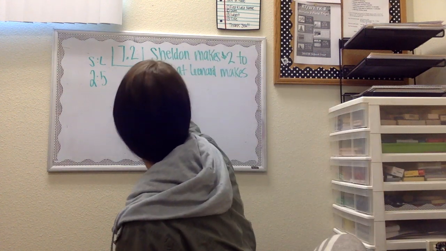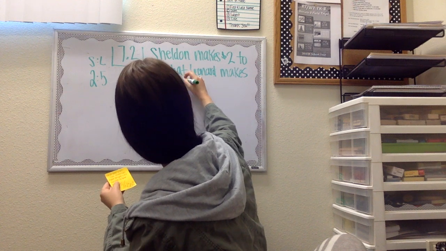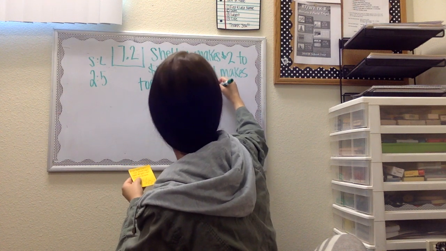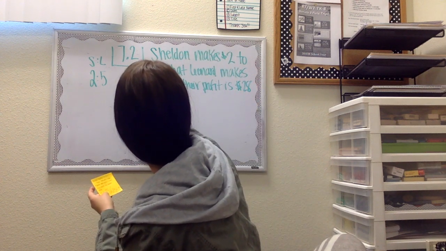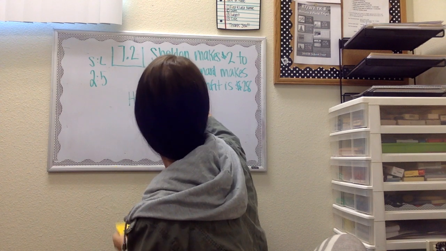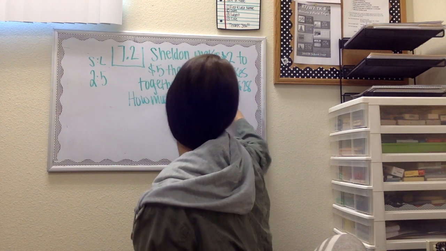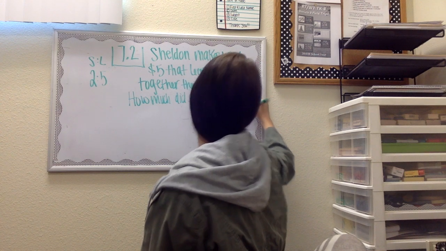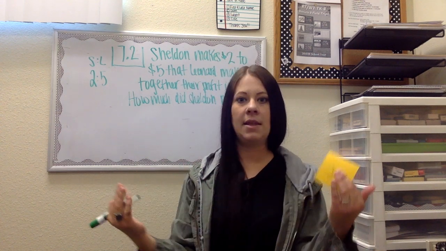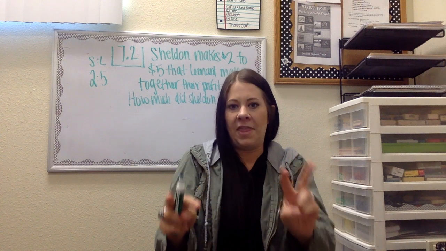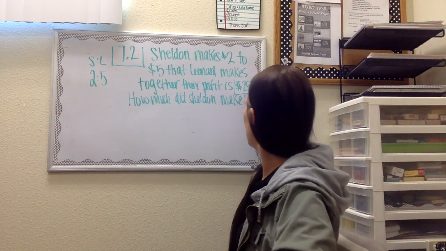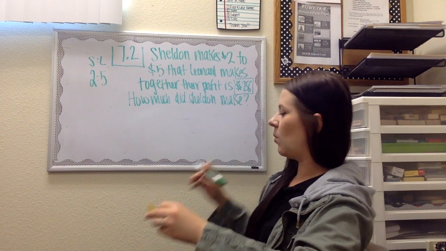All right, and together their profit is $28. And they want us to know how much did Sheldon make. So what this means is that they didn't really make $2 and $5. That isn't what they walked away with. For every $2 Sheldon makes, Leonard makes $5. So if Sheldon makes 2 plus 2, Leonard makes 5 plus 5. So we got to keep going with that pattern until we see that they added up to 28.